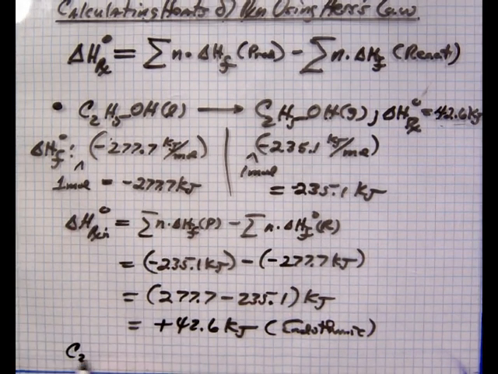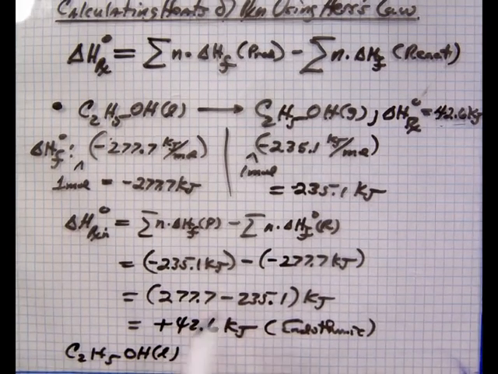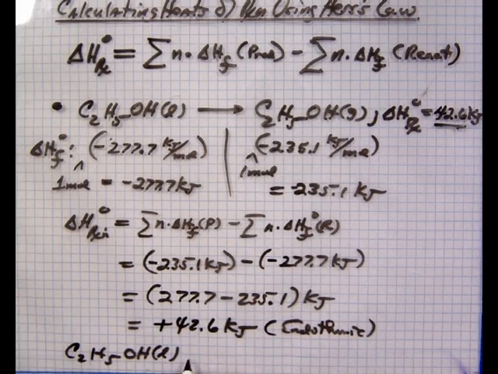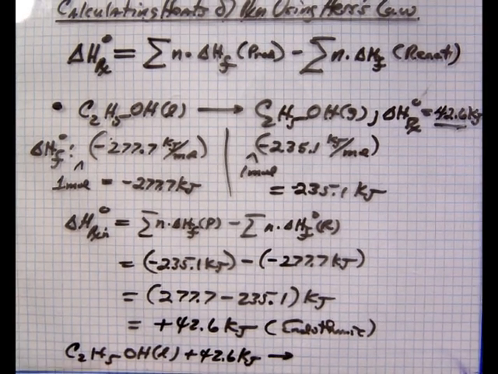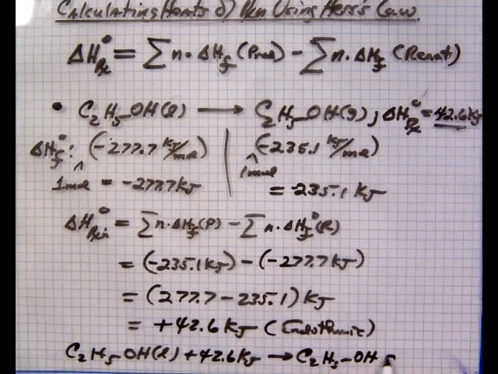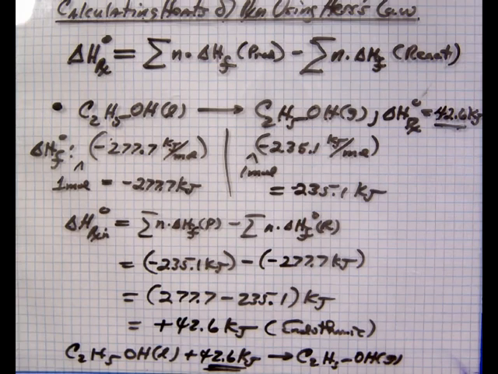So here we have C2H5OH as a liquid. And to incorporate this number into the equation itself, we put it on the reactant side. It's going in, energy in. So that would be 42.6 kilojoules goes to C2H5OH as a gas. So this would indicate an endothermic process going into the reaction right there.